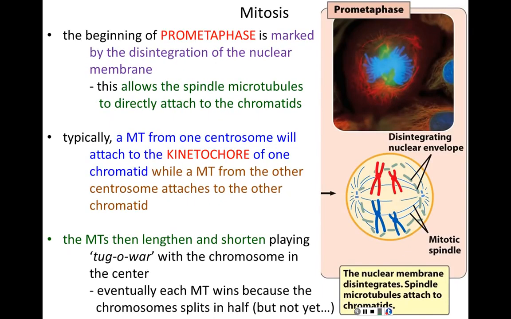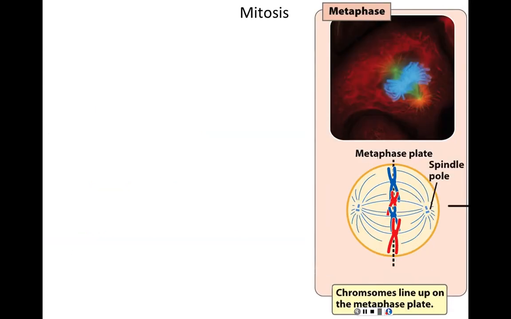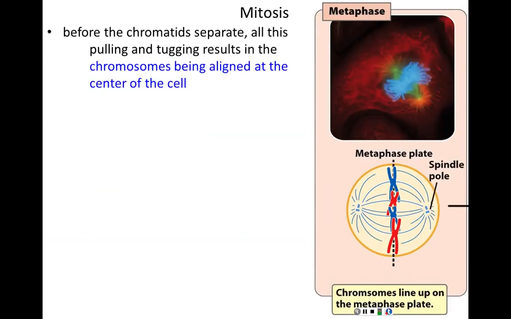Unlike a true tug-of-war game, though, eventually each microtubule is going to win, each centrosome is going to win, because the chromosome can and will split in half. Each sister chromatid will separate. One sister chromatid will go to one side of the cell. That's one green 3 going to one side of the cell. The other sister chromatid will go to the other side of the cell. That's the other green 3 going to the other side. That's exactly what we wanted to happen. We wanted identical chromosomes to go to opposite sides of the mother cell, and that's what we're going to get. But not yet. Before that, we need to move on to metaphase.